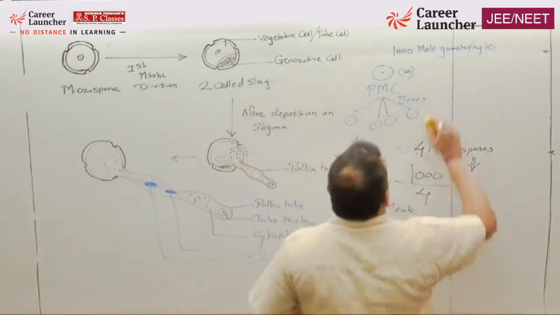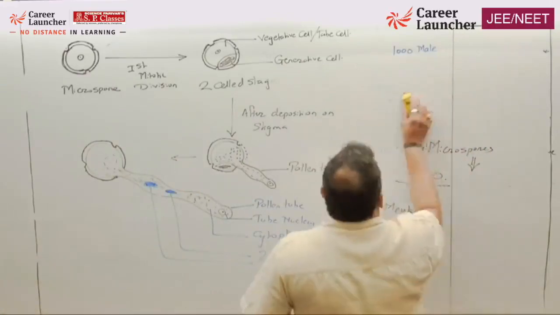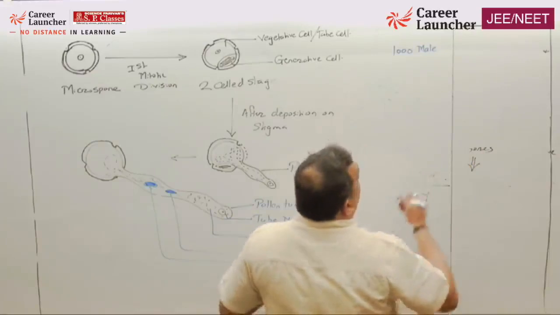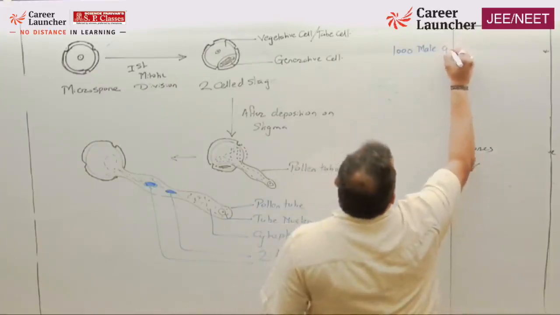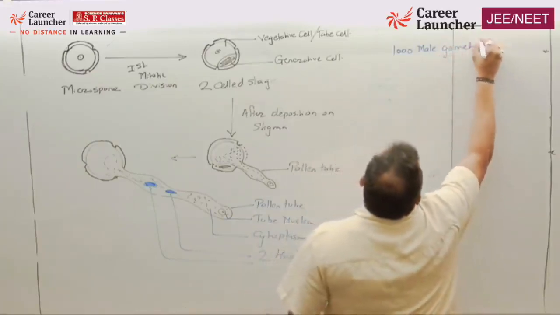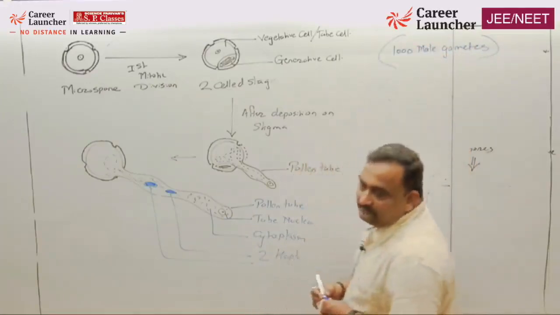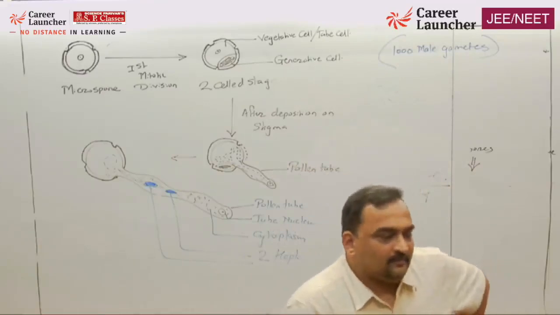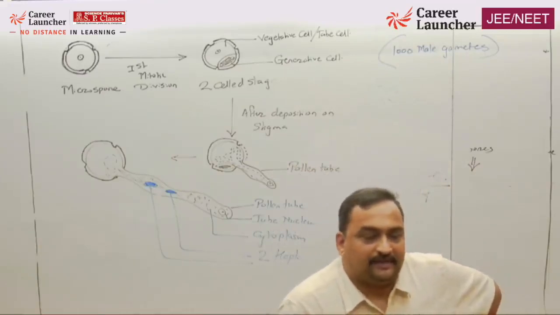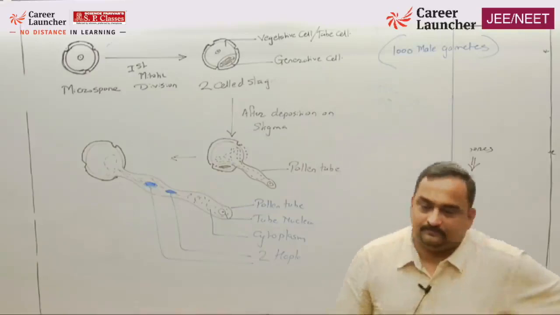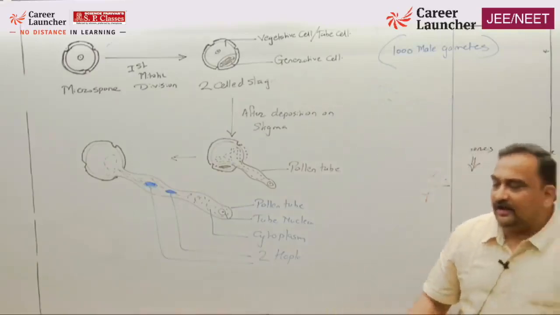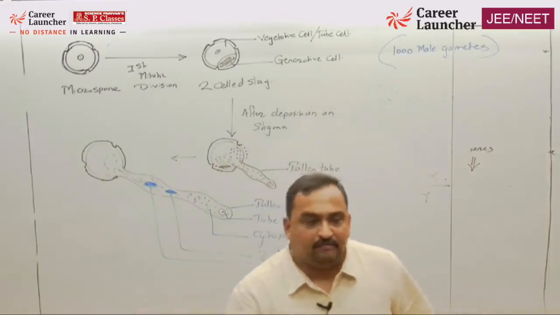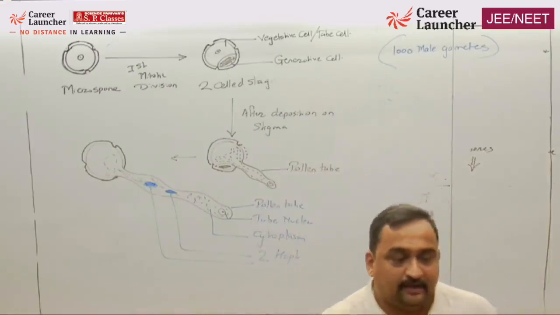A slight change in the question. See, you need to be very, very accurate with respect to what has been asked. If they ask you 1000 male gametes, how will you deal with it? How many meiotic and how many mitotic divisions are required for formation of 1000 male gametes? If this is the question, how will you do it?